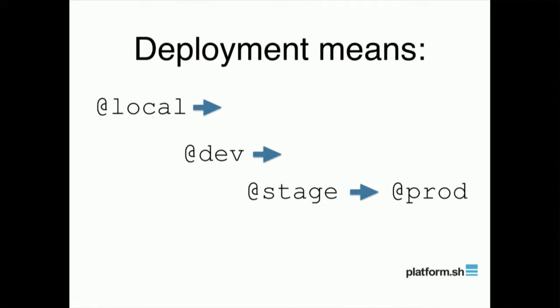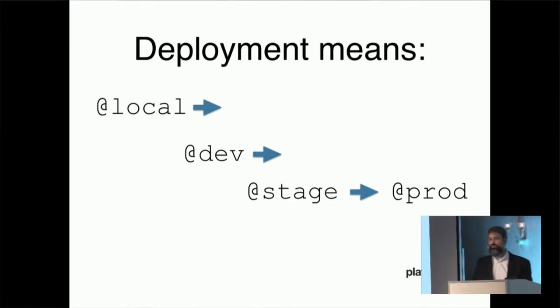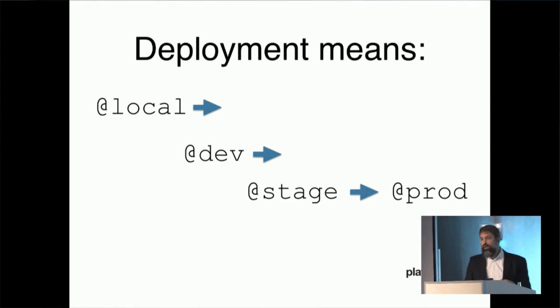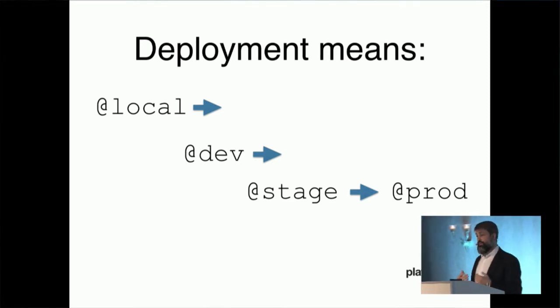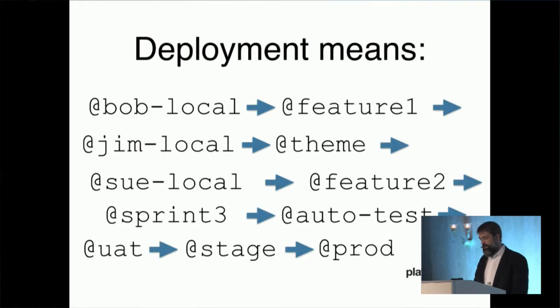But actually, all those blue arrows that you have there are also deployments. You actually deploy from your local machine to a staging or a dev server. You deploy from the dev server to the production server. And if you think about it that way and treat each deployment as its own chance to practice, then you're already preparing yourself to not have a crash.